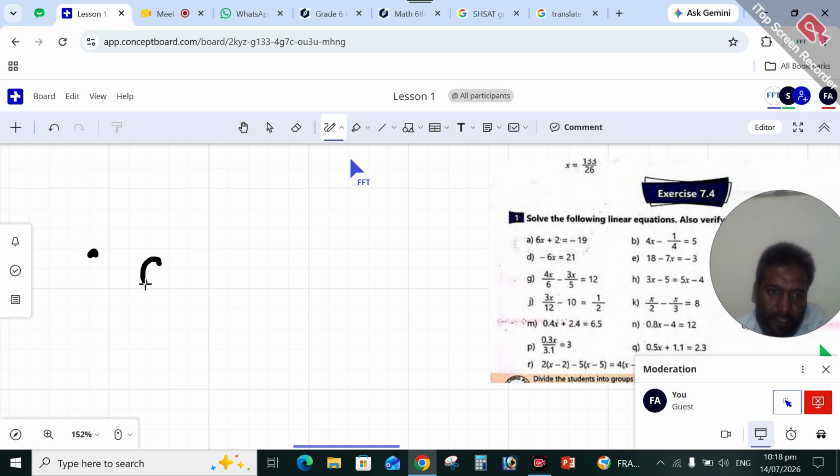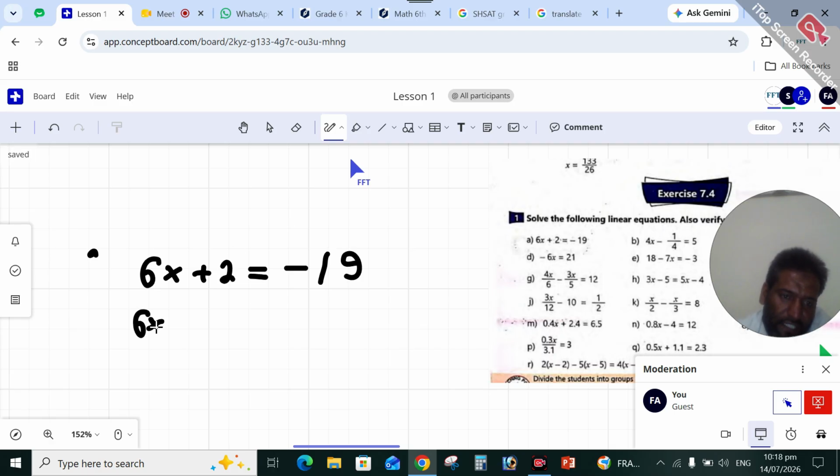This is sec x plus 2 is equal to negative 19, right? First of all, you will shift this 2 to the right side. It would be 6x plus 2. Plus 2 would be shifted to the left side. It would be negative like this one. This is negative 19 and it would be negative 2, right?